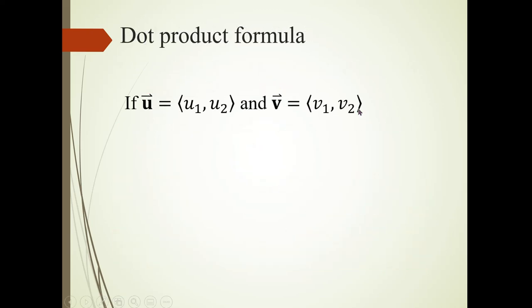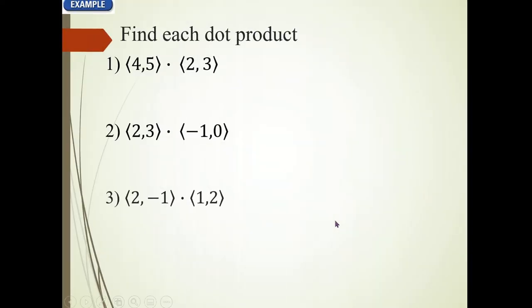The dot product formula is pretty simple. If vector u is u1 comma u2 and vector v is v1 comma v2, you find the dot product by multiplying their horizontal components, multiplying their vertical components, and then adding them together, and your result will be a number. We're going to take some time to try the dot product on these. Pause the video, try them on your own.